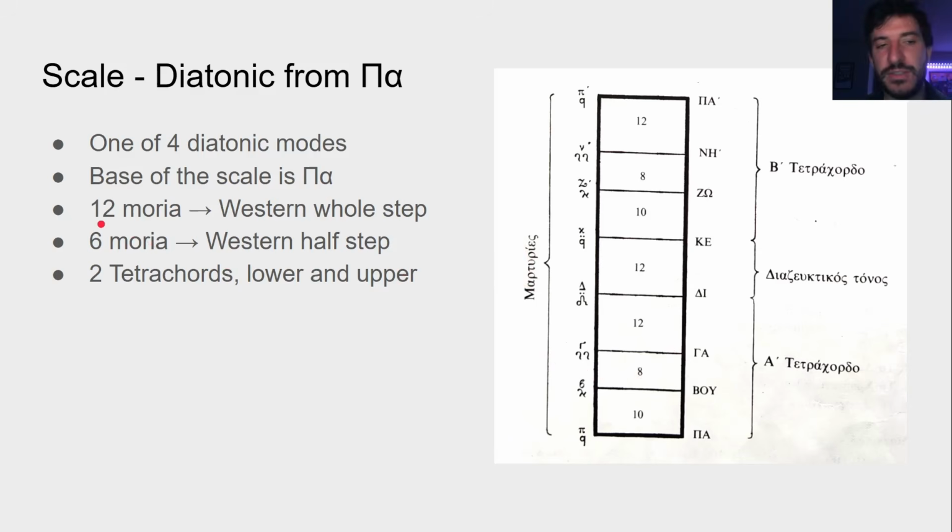We talked about this in the plagal fourth theory lesson, so I won't talk about it too much. But remember, when you compare this to Western music, 12 moria is a whole step, 6 moria is a half step. So when we have things like 8, we have to think about going in between those two things. You wouldn't be able to play this on a piano, right? So let's hear what this scale would sound like.